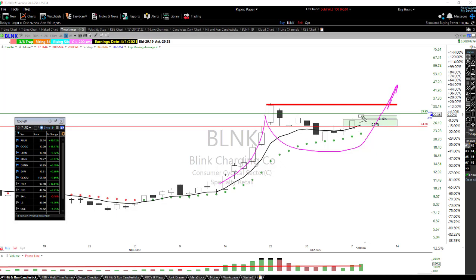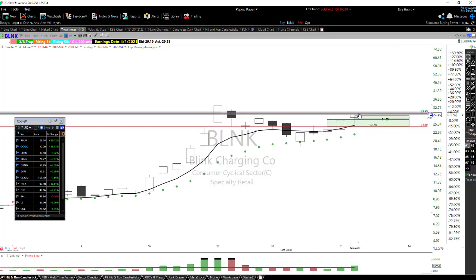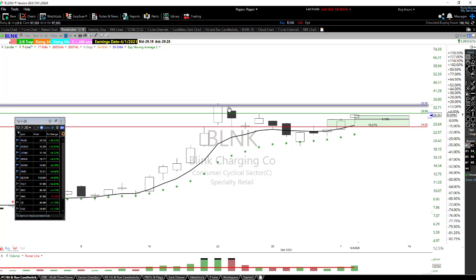So if I could buy this in this area, do I have to have it break out to make money? Do I have to have it up here? Or can I make money just in this area right here? If I bought it down here, what am I up here on Blink? Currently up 18.65%. So is that enough money? Or do we have to make it go higher? Would it be enough money if it just came and challenged this top up here?